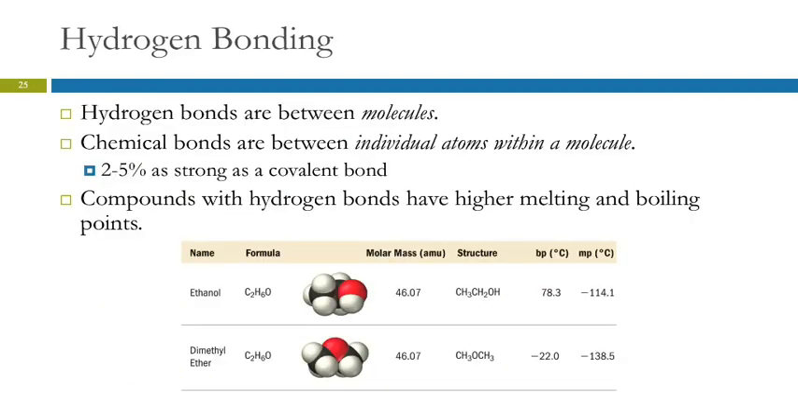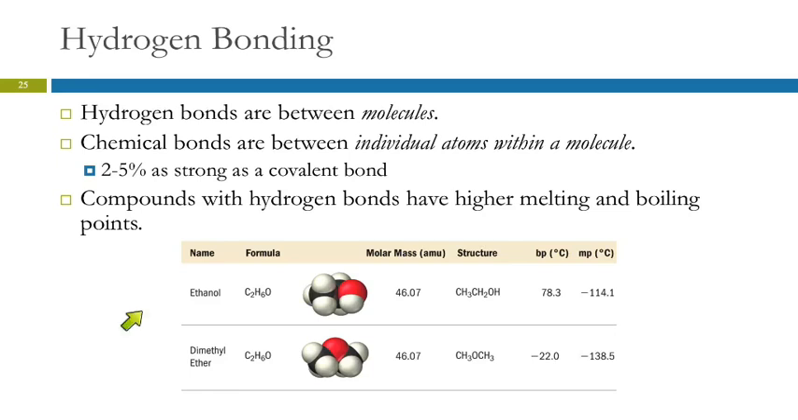So just emphasizing that hydrogen bonds are between molecules, whereas chemical bonds are between atoms within a molecule. The hydrogen bonds are only like 2 to 5% as strong as a covalent bond. So they're very weak compared to covalent bonds. But hydrogen bonds are the strongest of the intermolecular forces.